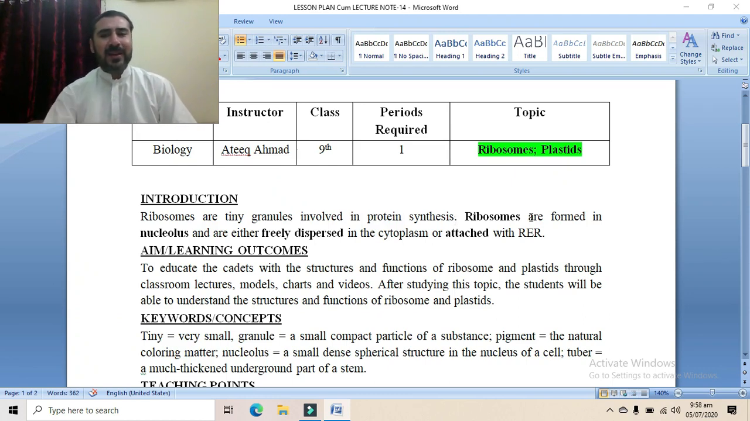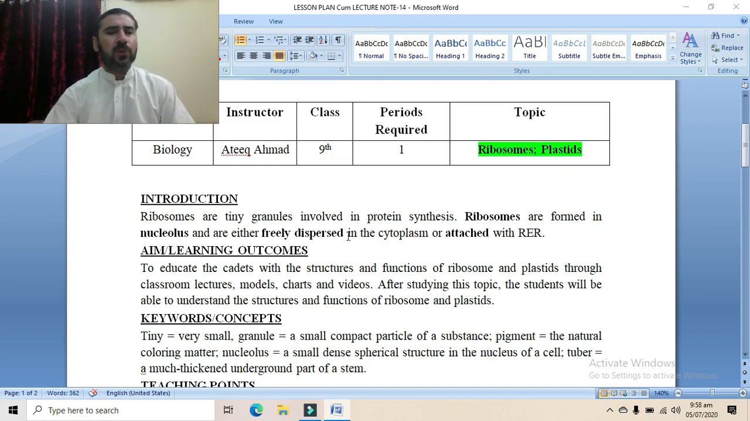Now ribosomes themselves are formed in the nucleolus. Nucleolus is a small structure which is found inside the nucleus. Nucleolus is an organelle within an organelle, because the nucleus is itself an organelle and the nucleolus is a small organelle which is found inside the nucleus. So that's why it is called organelle within organelle. So ribosomes are basically synthesized by the nucleolus which is found inside the nucleus.